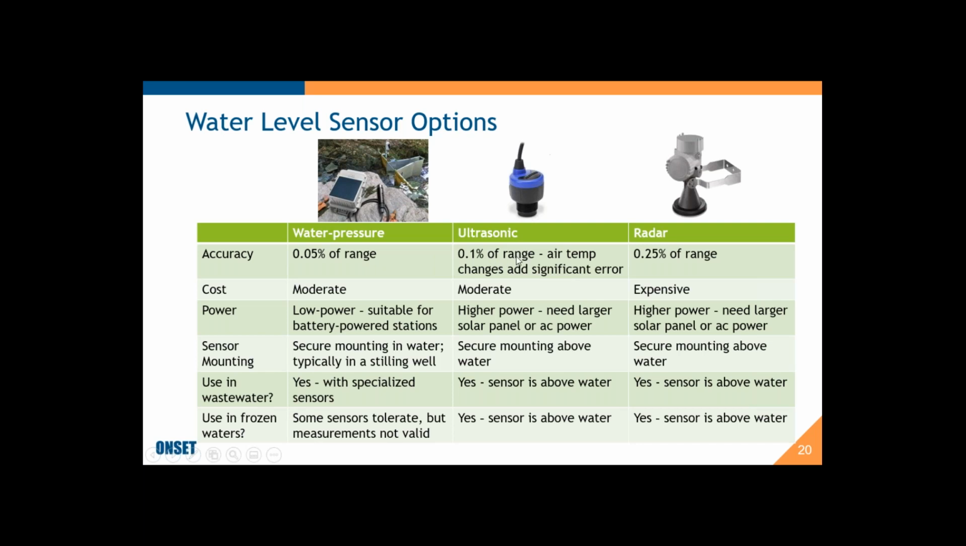Ultrasonic sensors, because of air temperature effects, tend to not be quite as accurate, so they tend to be used more in enclosed spaces where you have more control.